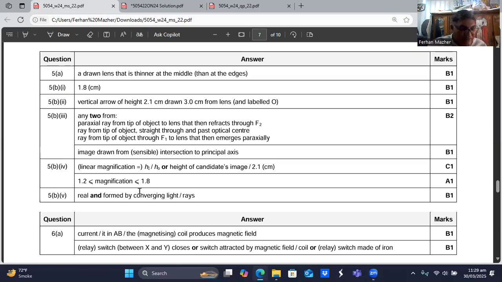And if I use the values which she has used, I can use the exact values. 3 divided by the actual height of the image, which in that diagram is 3. If you divide 3 by 2.1, you get 1.4, which is in this range. So there is no problem with this. I don't know why she used 3.8, and the 3.8 should not have been used. Okay, so let's move to the next part.